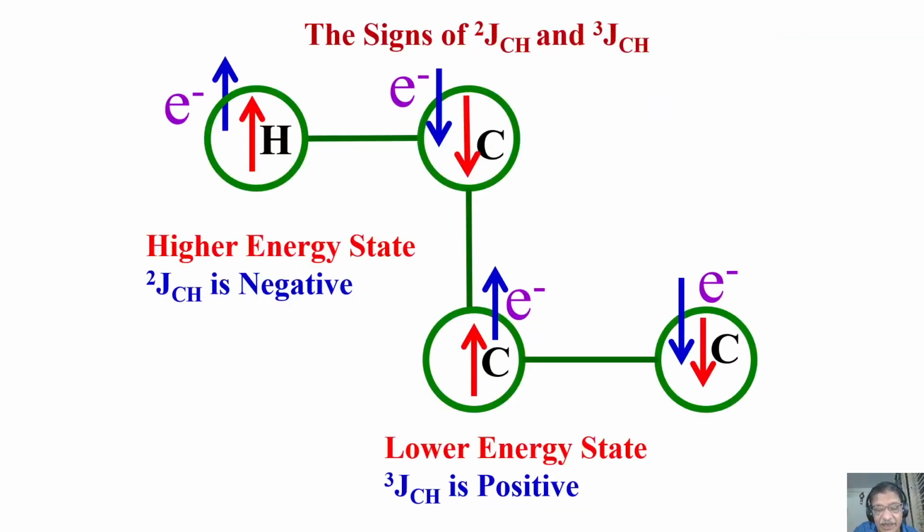Therefore, 3JCH is always positive. Okay, I hope you understood about the sign of the coupling. How to get the sign of the coupling. But next the question is, how does the sign of the coupling influence the spectrum? What happens if the J is positive? How does the spectrum look? If the J is negative, how does the spectrum look? Can I get the sign of the coupling just by looking at the spectrum? These are the questions which we have to answer now.